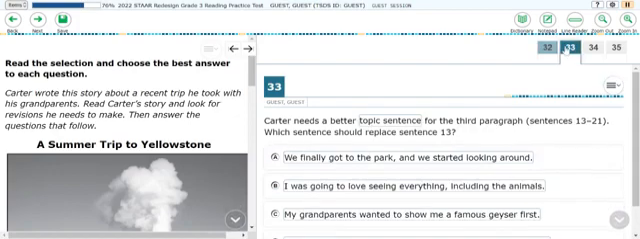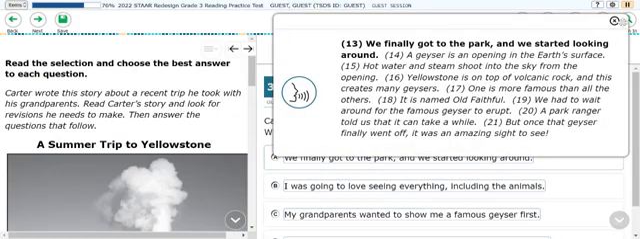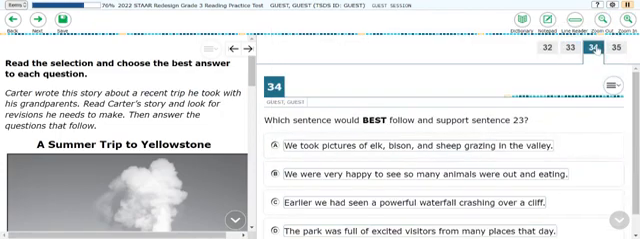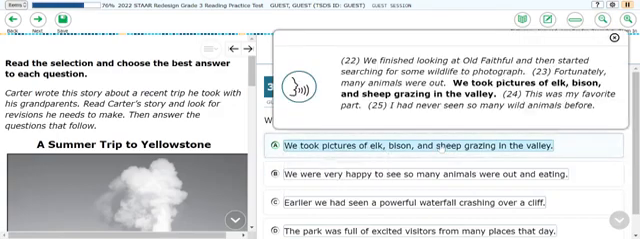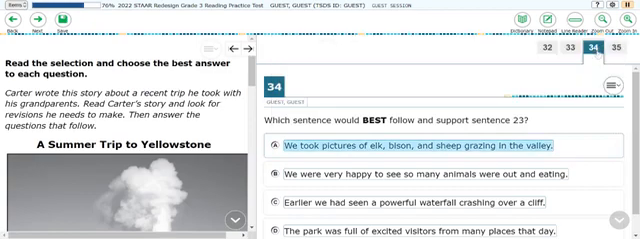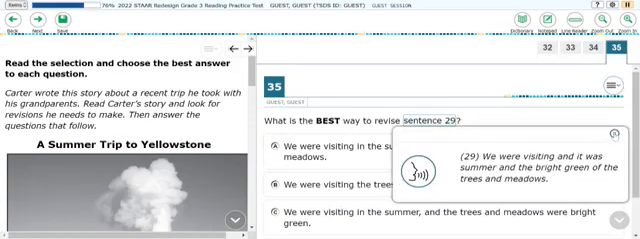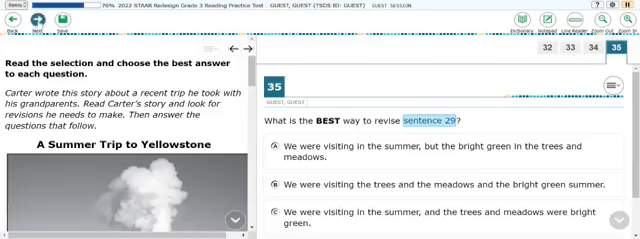So this is also revising. I like how it shows you where it is in the passage and it's bold. It's interesting. Best follow and support sentence 23. I love how this inserts it into the paragraph. This is wonderful. Love all the accommodations for revising. Okay, moving on.